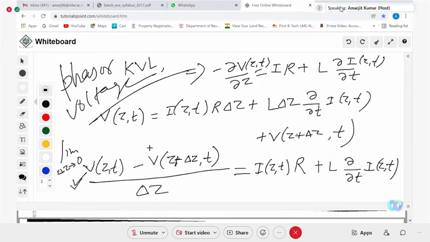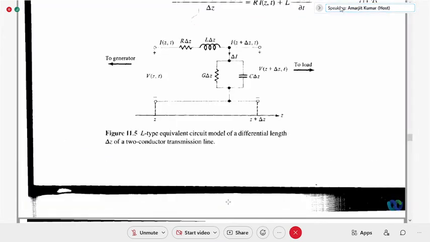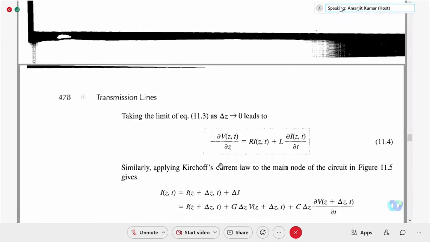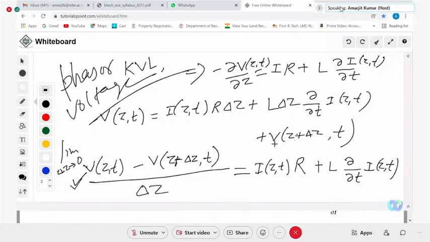So now apply Kirchhoff's current law. See here it is written minus del V(Z,T) by del Z is equal to this. KVL is done, and this is the equation. Remember it: minus del V by del Z is equal to IR plus L del I by del T. So now Kirchhoff's current law.